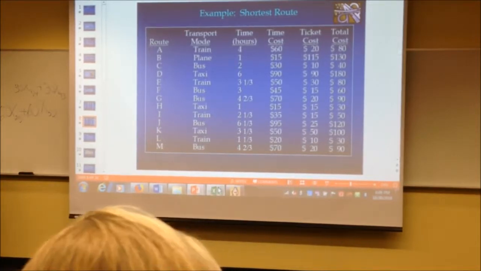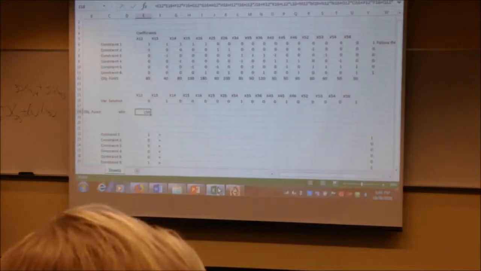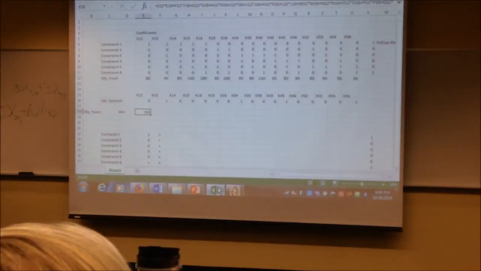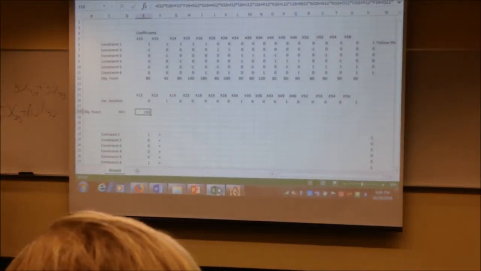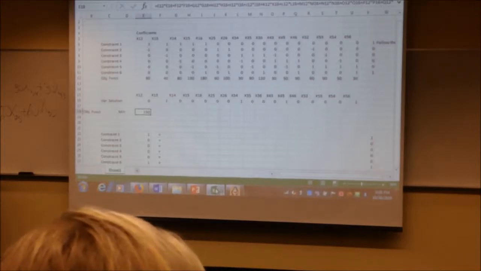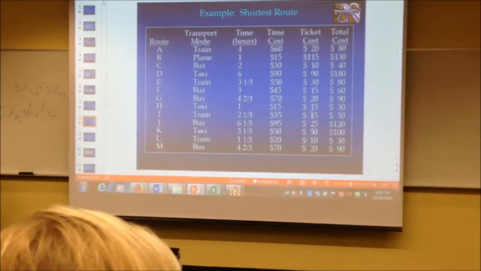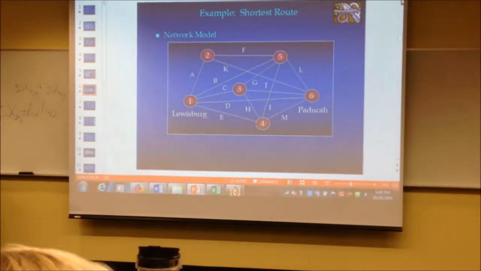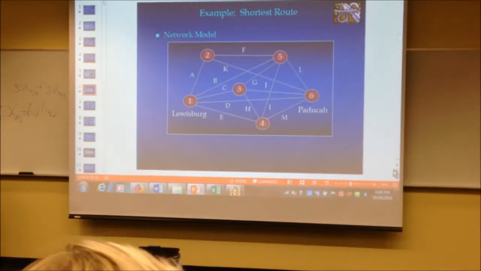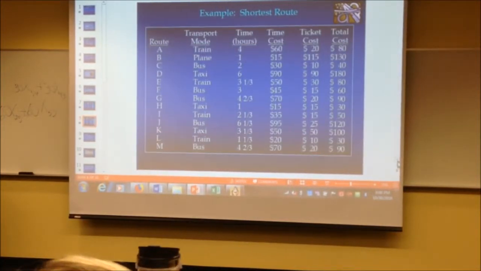All right, let me go back here. Then when she gets there, where does she go? From 3 to 4. She went from 1 to 3, 3 to 4. 3 to 4 is what letter? H. So H is taking a taxi for an hour. It's all cheap at 15. So it was probably $30 looking at that total, right?